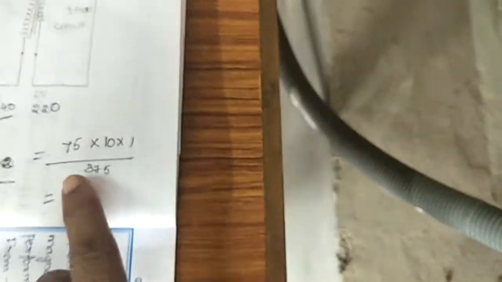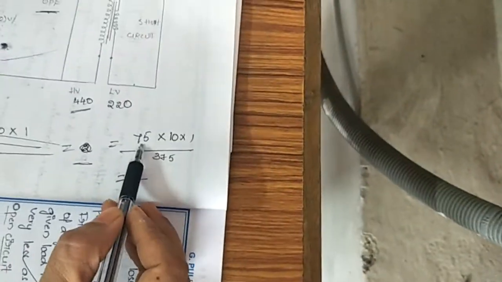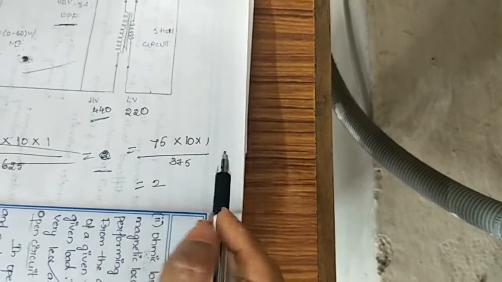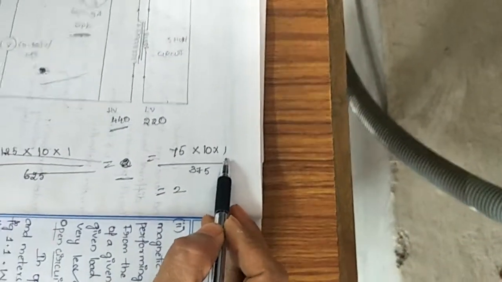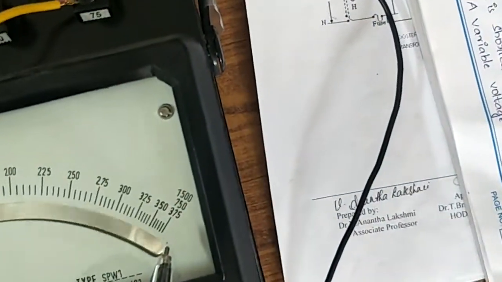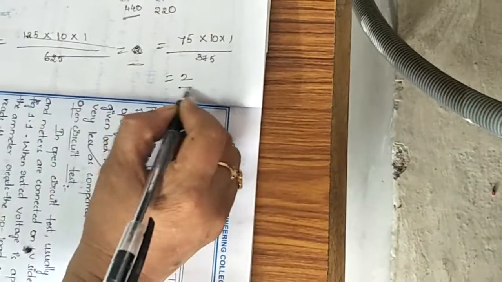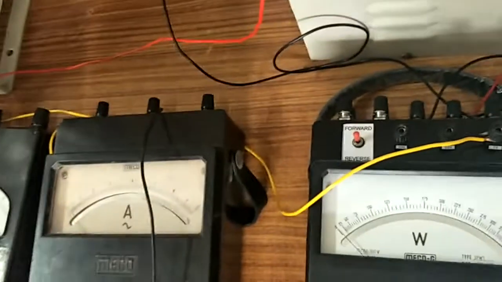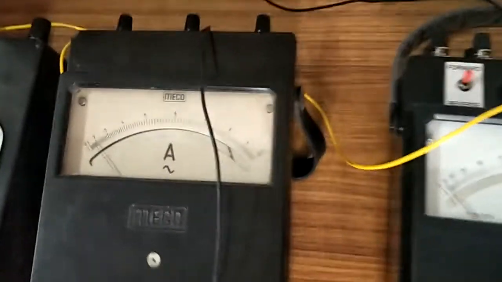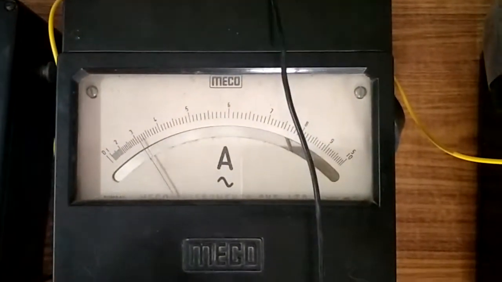Here the rated current is 10 amperes. So in order to calculate the multiplication factor, voltage is 75, current rating is 10, power factor is unity, so multiplied with 1. If you observe the full scale deflection, it is 375, so 75 into 10 into 1 by 375 indicates that the multiplication factor is 2. Now switch on the supply, apply the rated current by using the booster transformer.